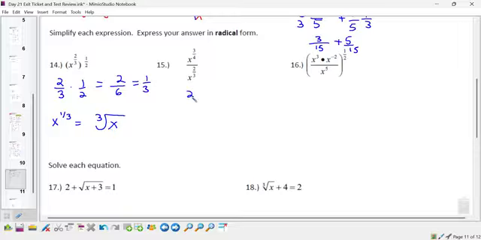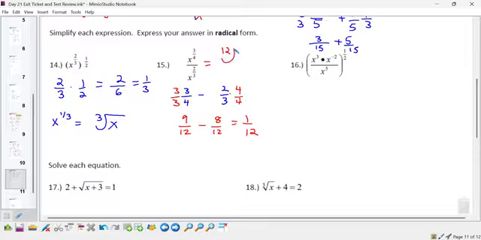Here I need to subtract the powers. I have 3/4 minus 2/3. I need common denominators. The common denominator between 4 and 3 is 12 because that's its least common multiple. So this is 9/12 minus 8/12 is 1/12. And x to the 1/12 is like the 12th root of x.